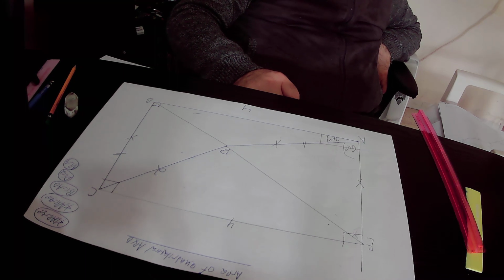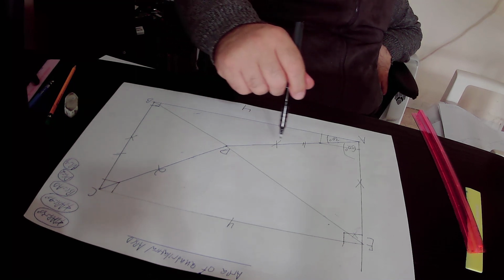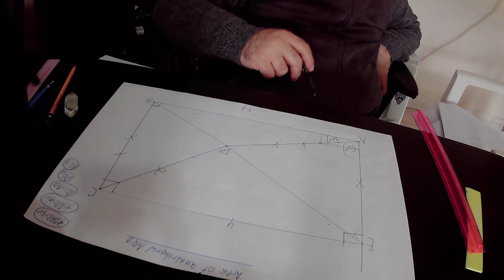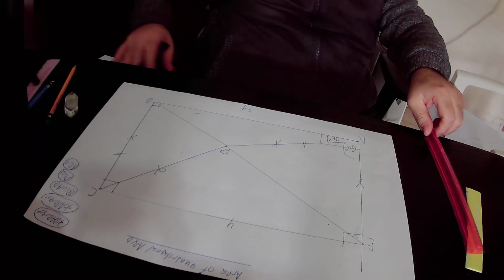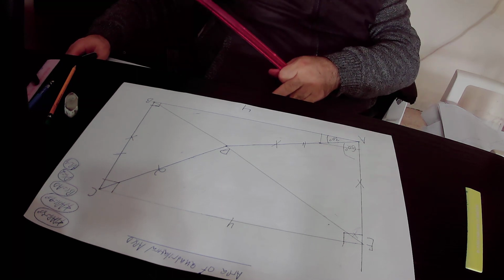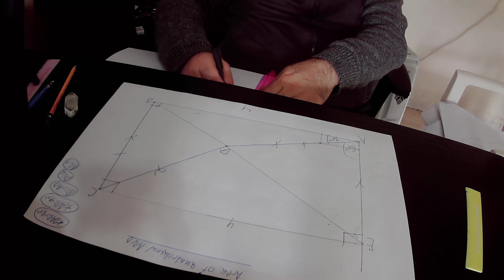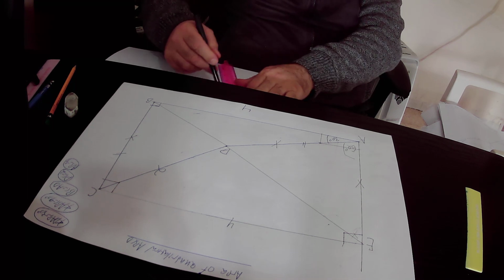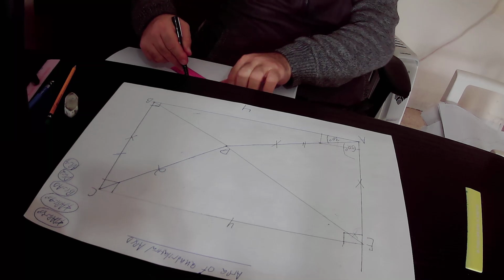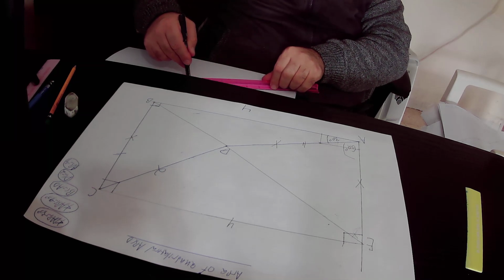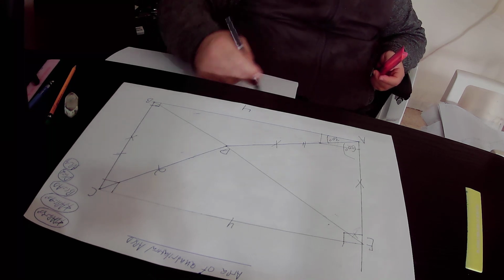So I will copy triangle AED in a new page and we will analyze it. Okay. We know that AE equals ED equals x.